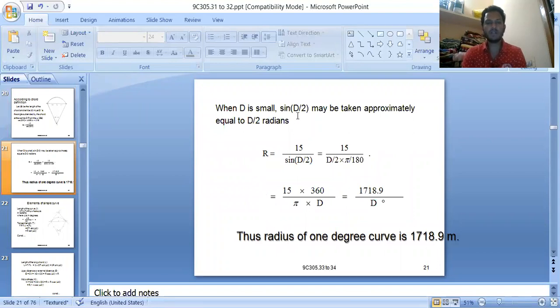When D is small, sin D by 2 can be written as D by 2 in radians. R is equal to 15 by sin D by 2, and sin D by 2 can be written as D by 2 for small angles. If you convert to radians, we multiply by pi by 180. Simplifying this, we get 1718.9 by D, the same value we already got in the previous calculation. So here also we got R is equal to 1718.9 by D degrees.